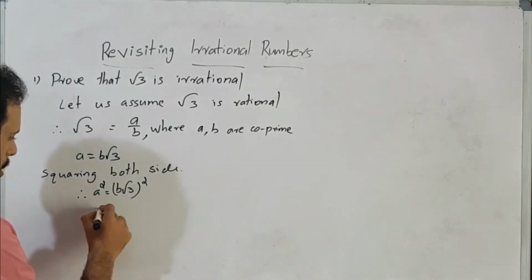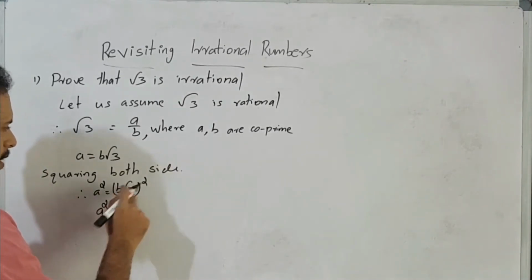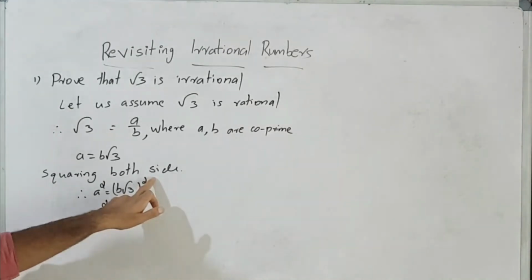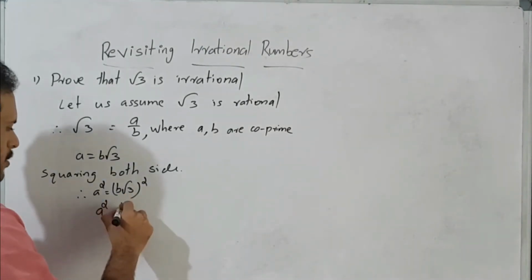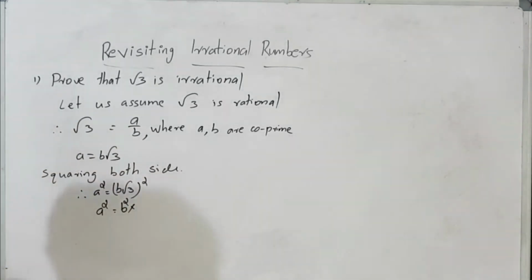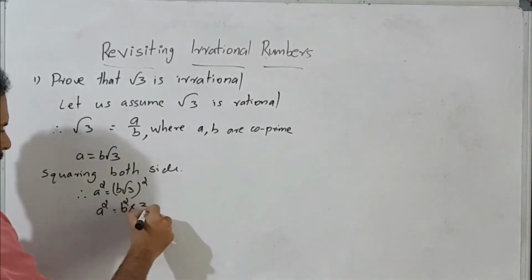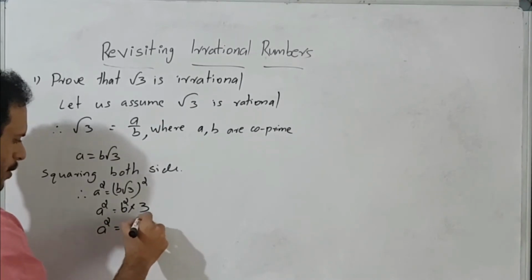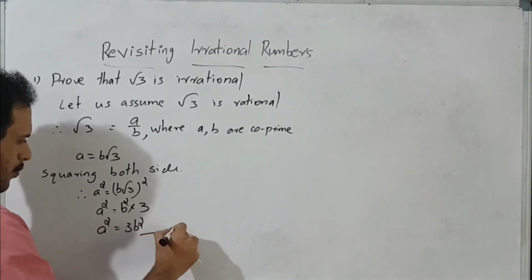Then what do we get? a square is equal to... What is this? b square is b square. Correct? b square into root 3 square. What is root 3 square? 3. So we write a square is equal to 3b square. Correct. That is equation 1.